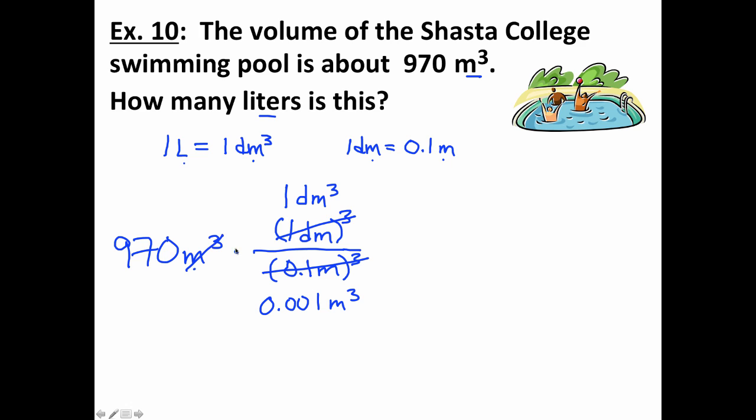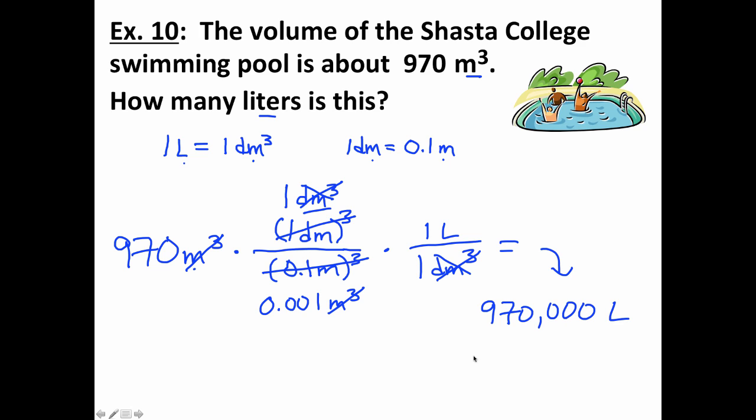Okay, now we have meters cubed here, cancels meters cubed there. We've converted to decimeters cubed, and we got a little bit lucky here in that 1 cubic decimeter is equal to 1 liter. So that's just simply going to convert decimeters cubed into liters, and there's no change in value. And if we calculate this out, what we get is 970,000 liters.